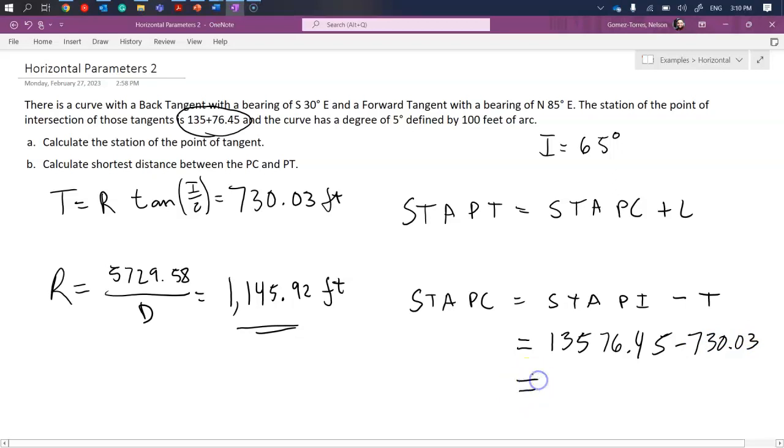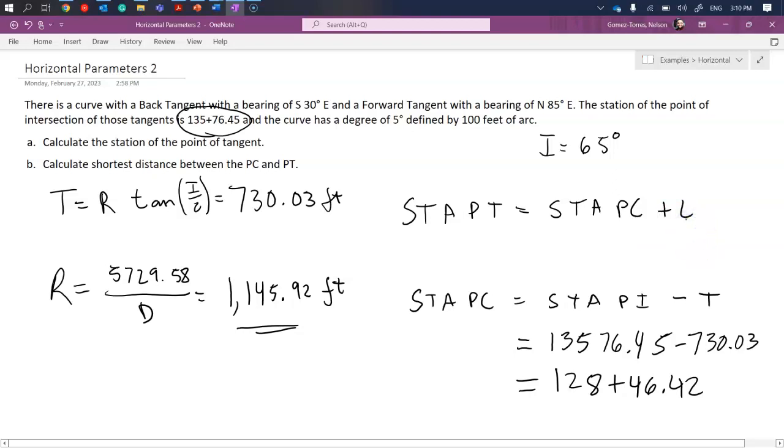Now let's calculate that. That's going to be converted back into stations. The station of PC will be 128 plus 46.42. Okay, so that will be the station of PC. So now I want the station of PT. I have the station of PC. I don't have L yet.